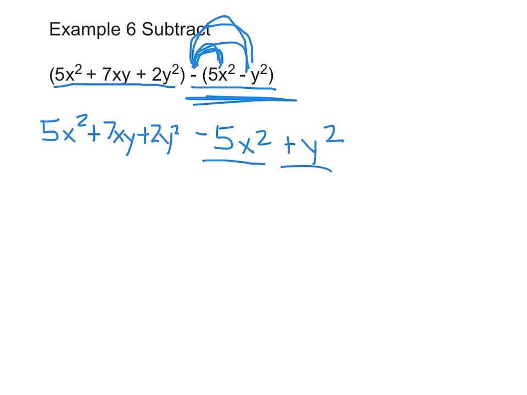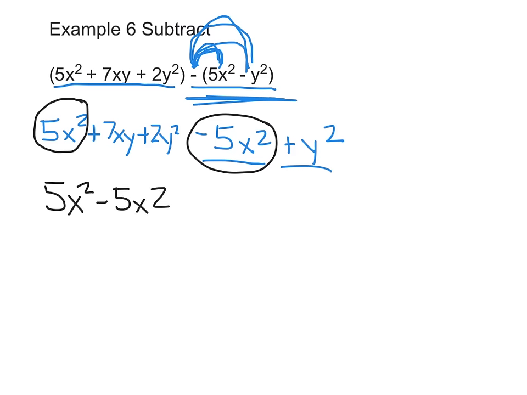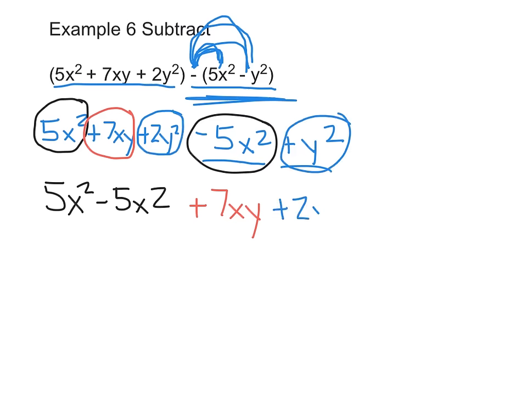So now, after I get rid of that negative in the parentheses by distributing, I'm going to combine the like terms. I have a 5x squared and a negative 5x squared, so I'm going to write those next to each other. I have a positive 7xy, and there's no other xy terms, so I'm just going to bring that down. And then right here I have a positive 2y squared and another positive y squared, so I'm going to write those next to each other. And now I'm just going to combine the like terms.